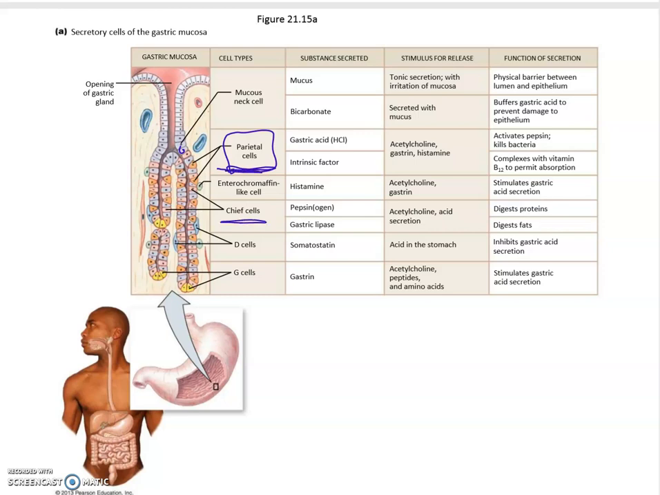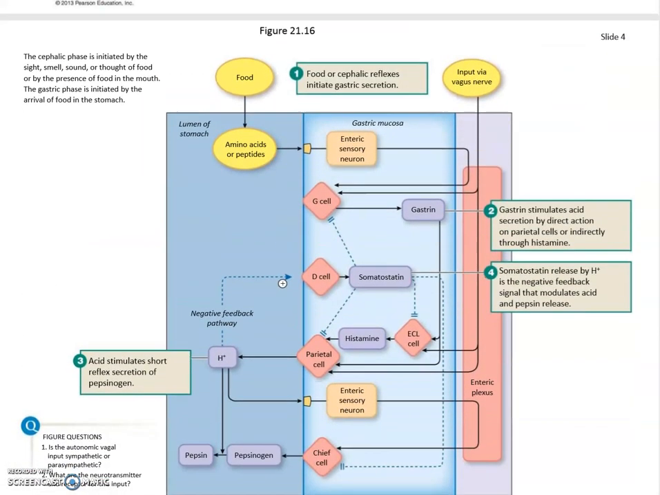The chief cells make a protein-digesting enzyme known as pepsin. Basically, you're activating a precursor, the pepsinogen, and then you make it into pepsin, and that's when you get protein digestion. So that will be the chief cells. And the D cells and the G cells, we don't really need to focus on that right now. Okay, so here.